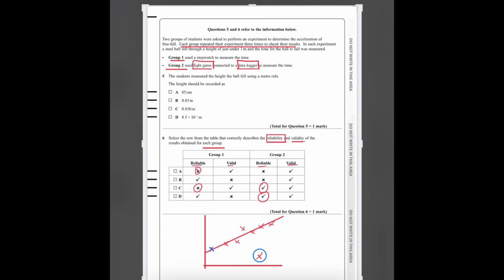So if we repeat the experiments a lot of times, we will see that this method is valid. If we had taken only one reading, there might be a chance that we would have gotten this reading or this reading. So because of the chance of getting invalid results, we repeat the experiment. Group 1 and group 2 both repeat the experiment, so they are valid. Only this row has all the 4 options correct, so the answer is C.